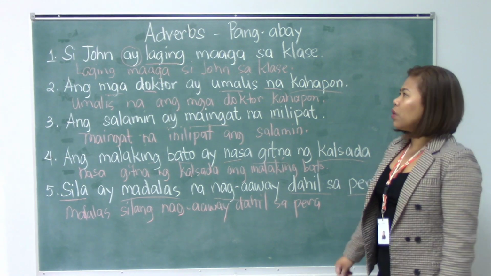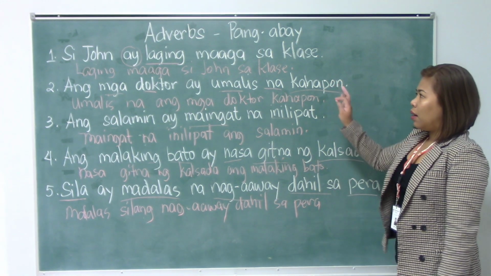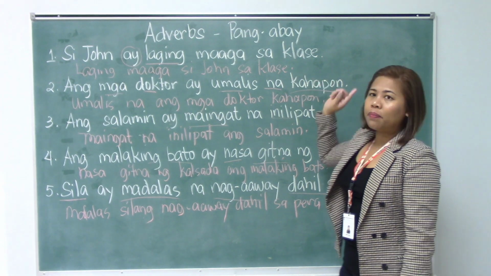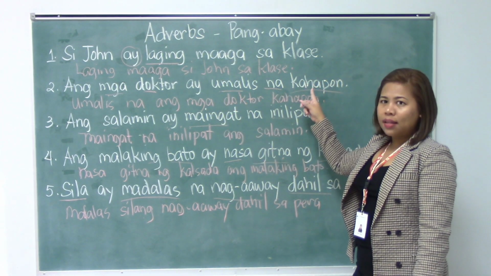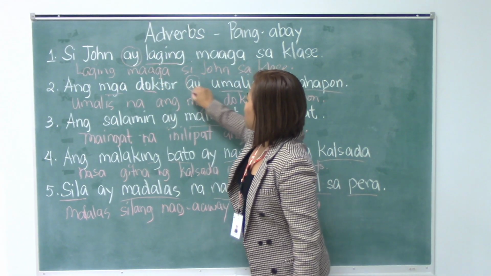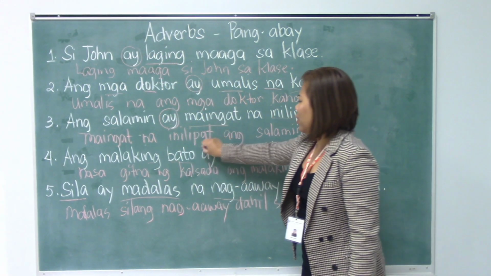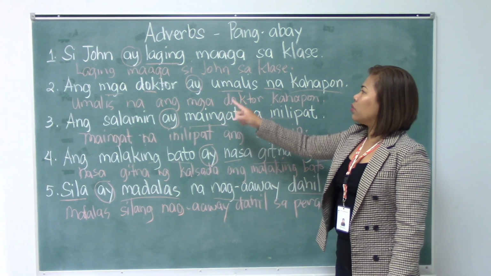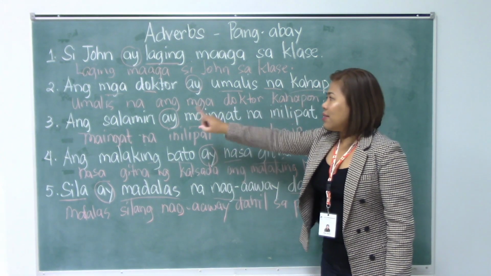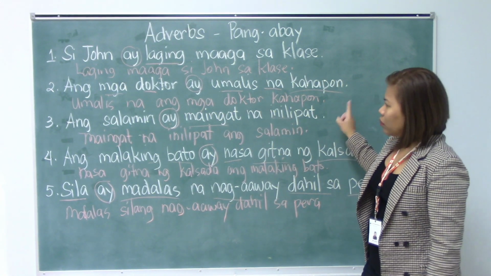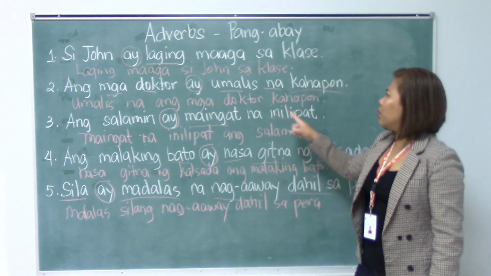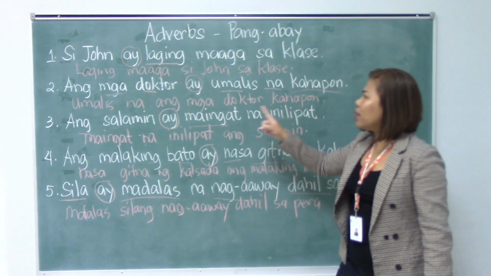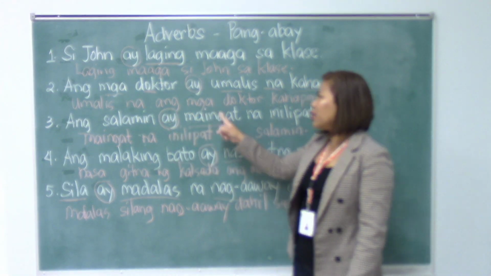Alright, if you read the sentences, you would notice the difference. For active, si John ay laging maaga sa klase. Passive, laging maaga si John sa klase. We just remove the ay when we convert them into passive voice. Number 2, ang mga doktor ay umalis na kahapon. Umalis na ang mga doktor kahapon. Or you can also say, umalis na kahapon ang mga doktor. You can transpose this one, transfer it from here to here.